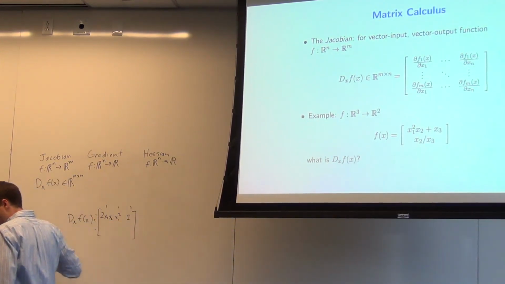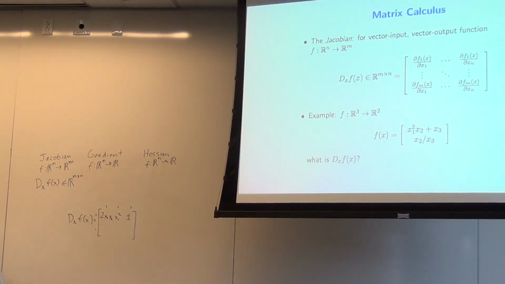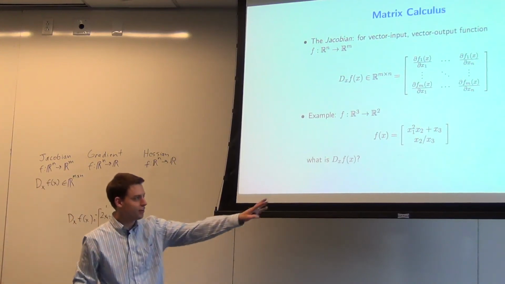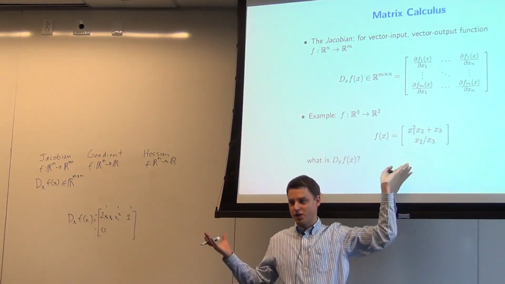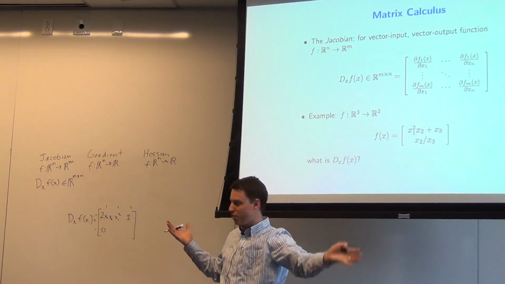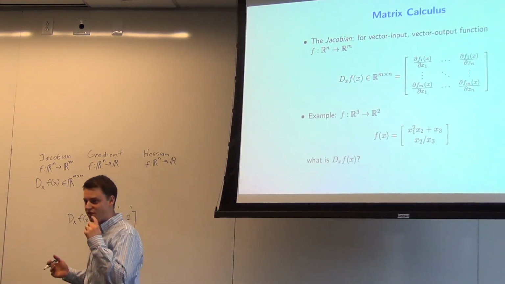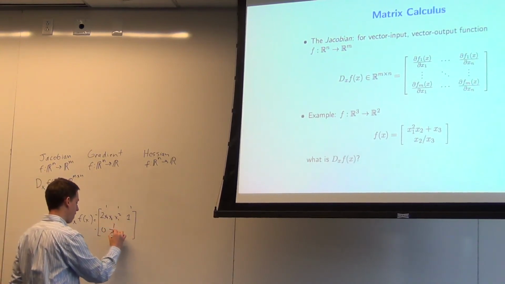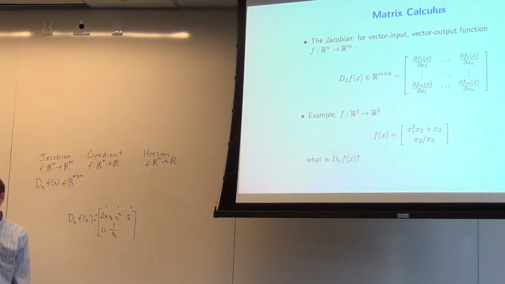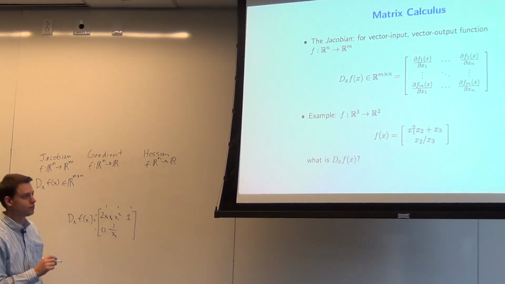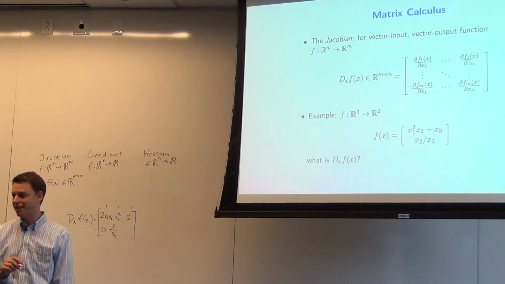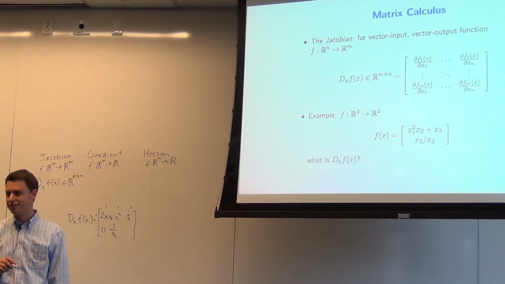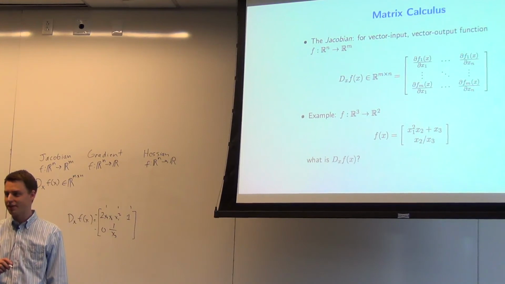What is the 2, 1 element? It's 0, right? There's no x1 in this last thing here, so it's a constant for that purpose. Fine. What's this next element? Right, 1 over x3. And what's the last element? No, not x2. Minus x2 over x3 squared. Yes, everyone see what that is?